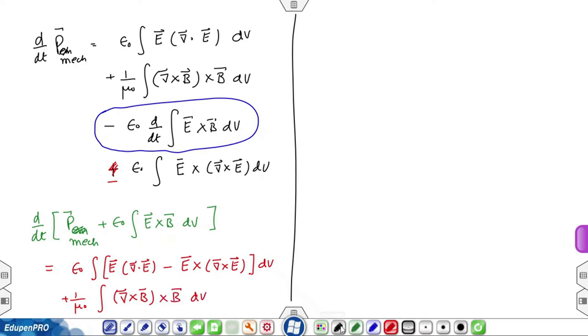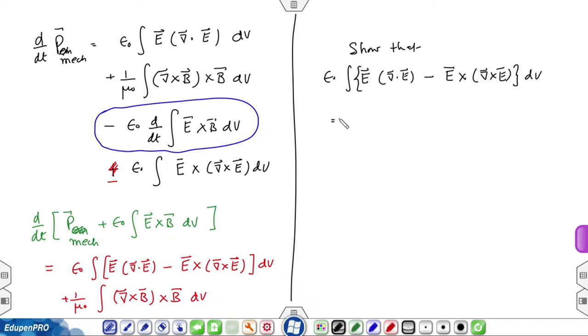I will now give a problem to you, and that is: show that epsilon 0 E divergence of E minus E cross curl of E integrated over the volume is equal to epsilon 0 integral d/dx beta of (E alpha E beta minus 1/2 E square delta alpha beta) dV. This is the alpha component of this.